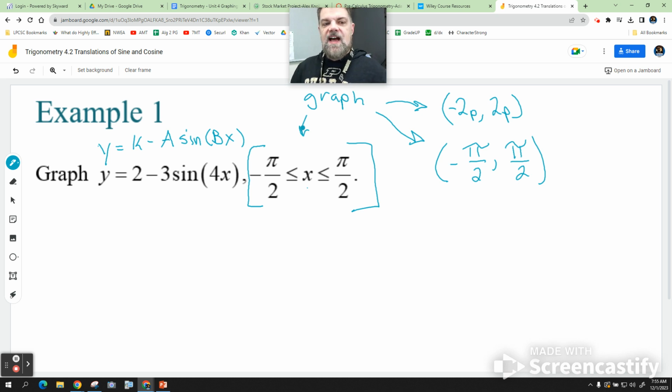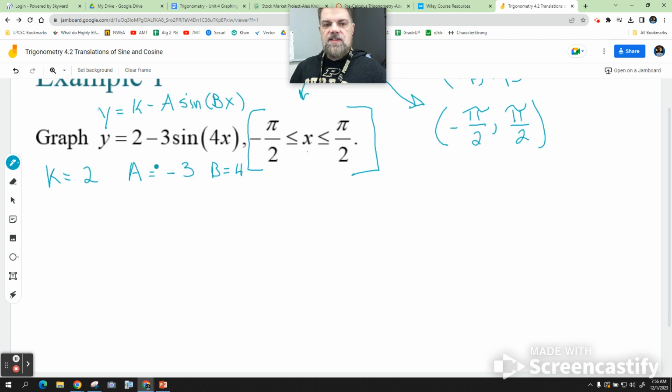So, we need to identify something. We know that k is equal to positive 2. We know that A is equal to negative 3. And we know that B equals 4. Okay?